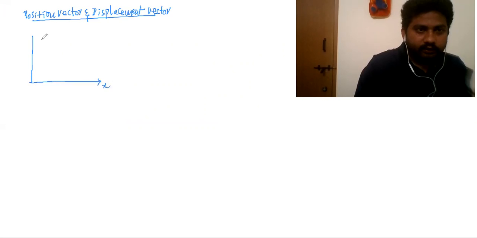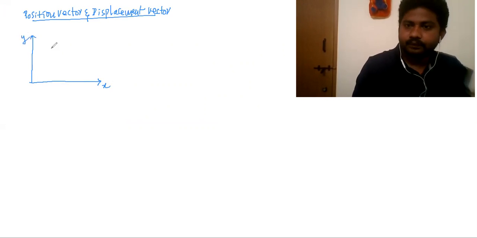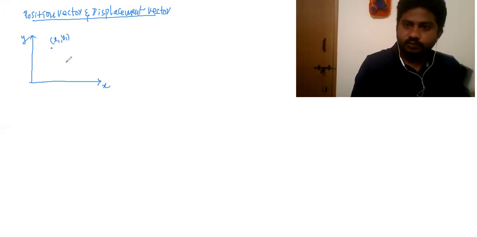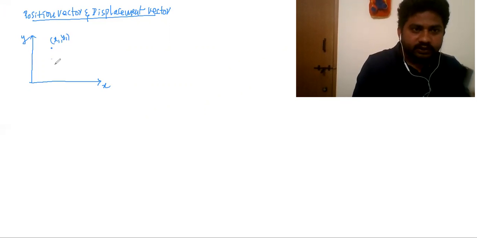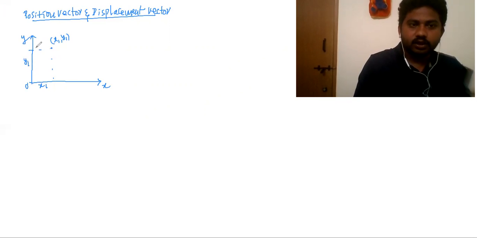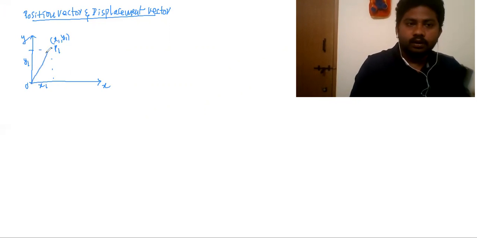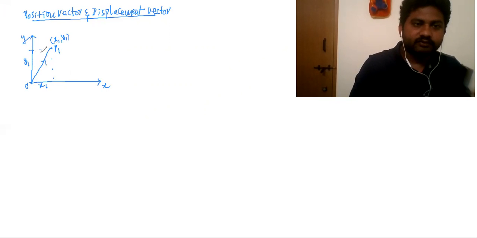Let me take a plane which is the xy plane. There is a point called x1 comma y1. You know why it is called x1 comma y1. Along the x-axis, it is at a position x1 from the origin. Along the y-axis, it is at a position y1 from the origin. So this is point P1. So this is called the position vector.